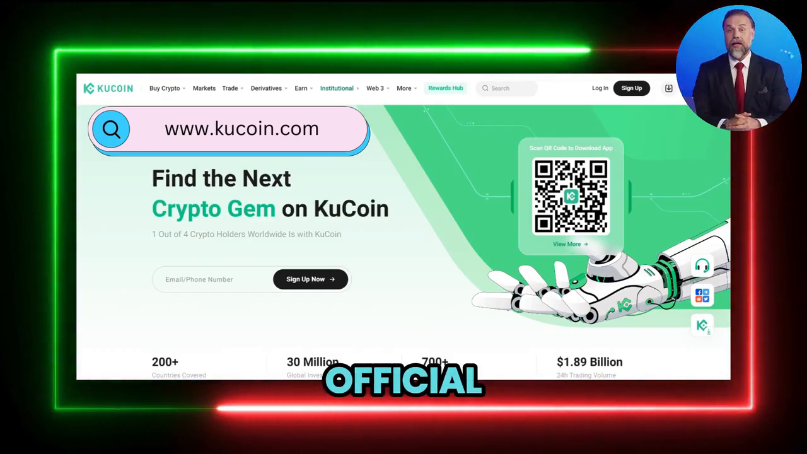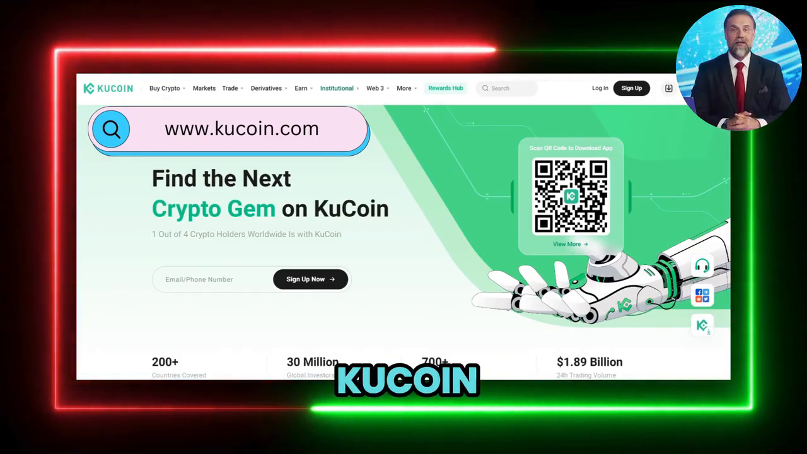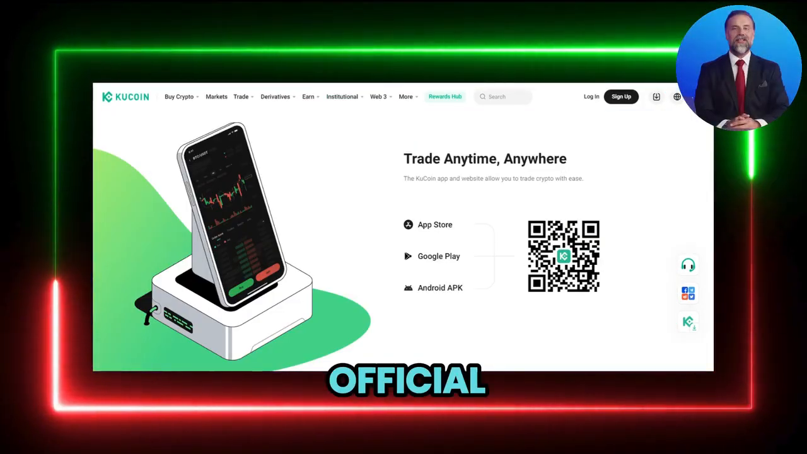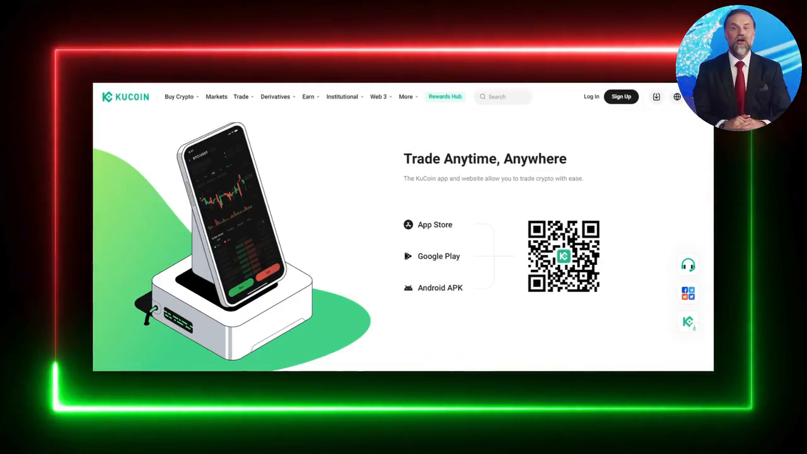1. Visit the KuCoin website or app first. Head over to the official KuCoin website or download the KuCoin app from the App Store or Google Play. Ensure you're on the official site to avoid any scams.